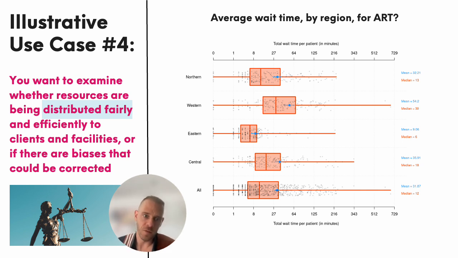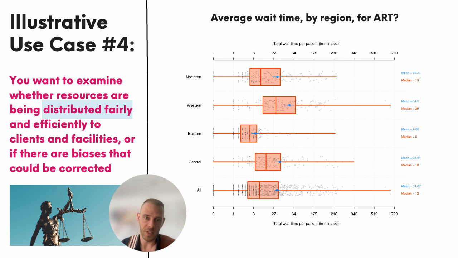So let's talk about illustrative use case number 4. Let's say that you want to examine whether resources are distributed in a balanced way, distributed fairly and efficiently across facilities, or if instead the allocations appear to be unbalanced and could therefore be corrected. One way to investigate this would be to look at wait times. So, for example, do some facilities have a large bottleneck where patients are waiting for long periods, whereas at other types of facilities, patients are being seen in a timely manner?